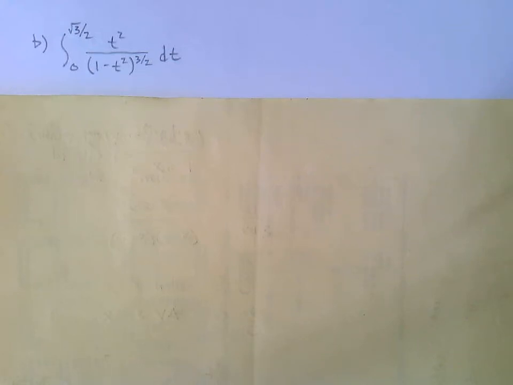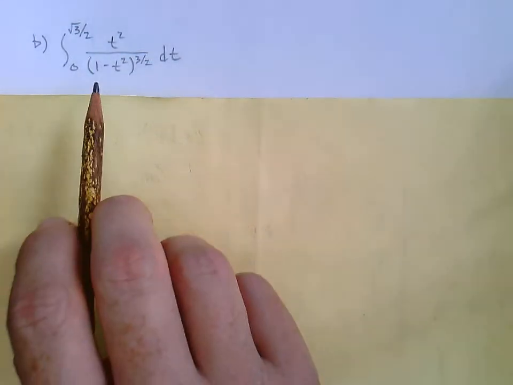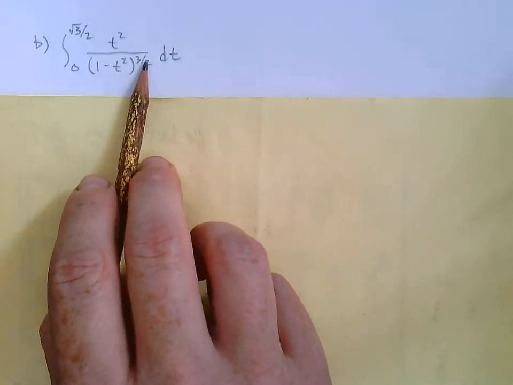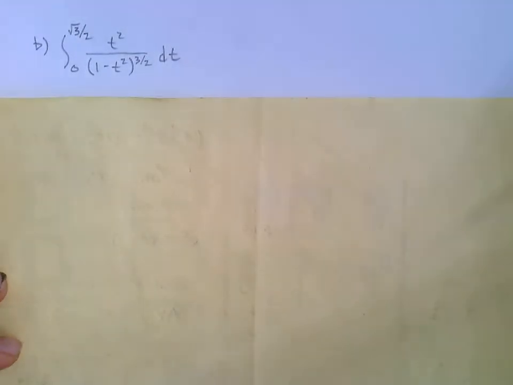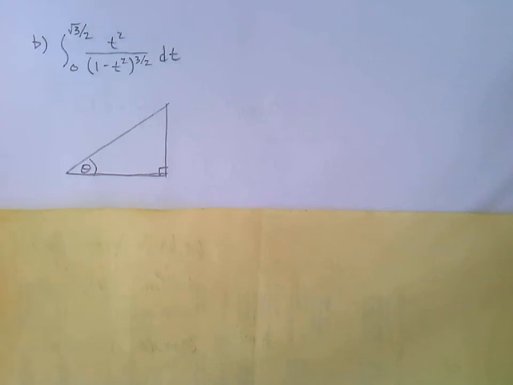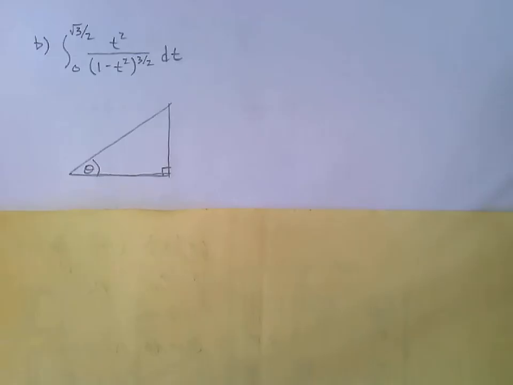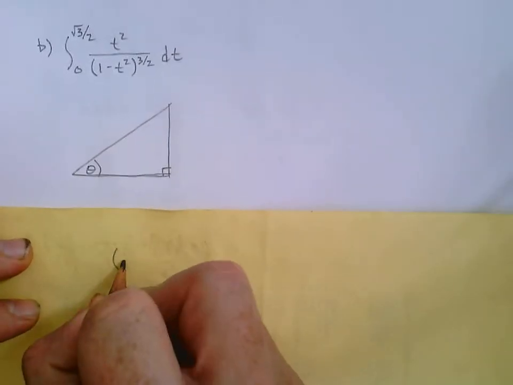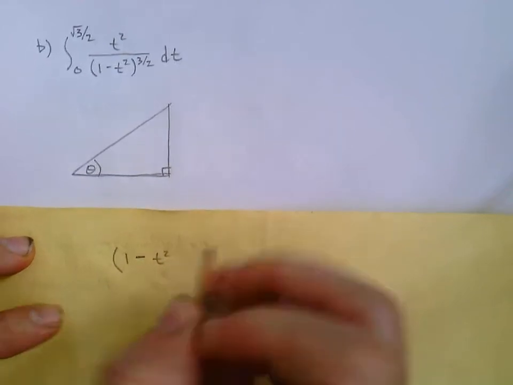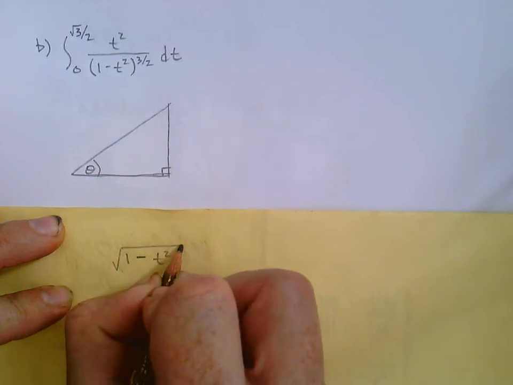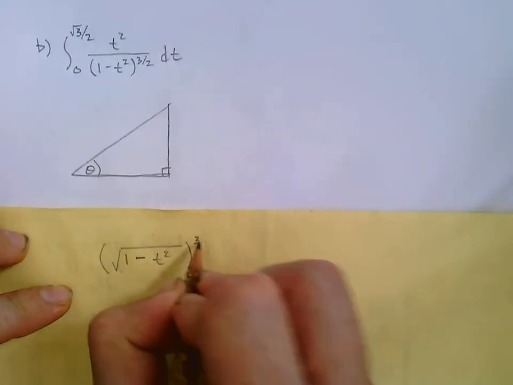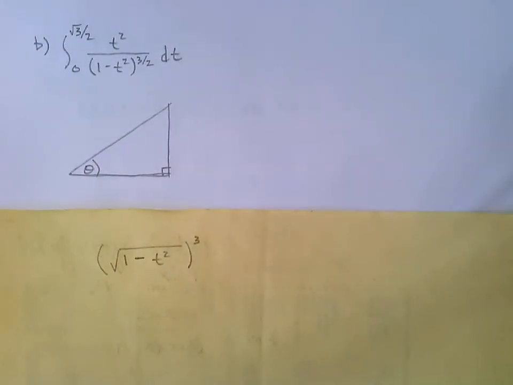But if you look a little bit closer, there is a square root, right? When we see 1 minus t squared to the 3 halves, 1 minus t squared to the 1 half, of course, would be the square root. So I'm going to draw my triangle here. We're thinking of it as square root 1 minus t squared all to the third. Maybe that's a little bit easier to see it that way.